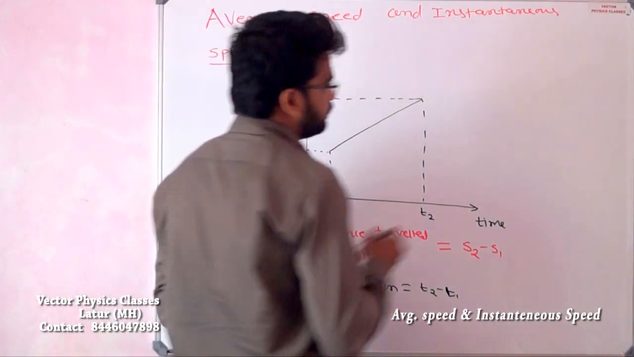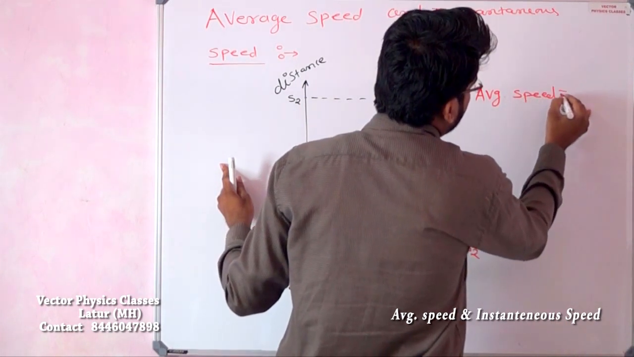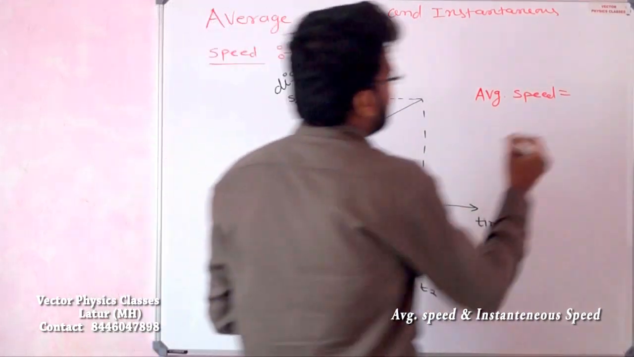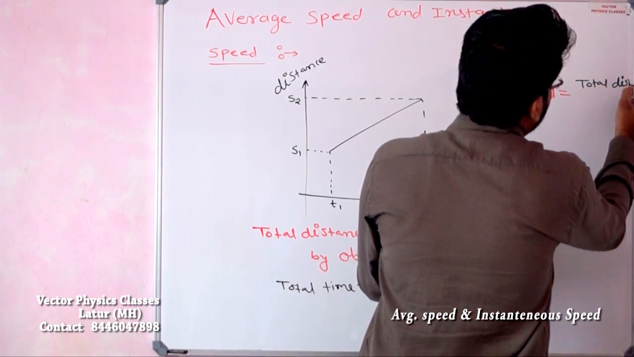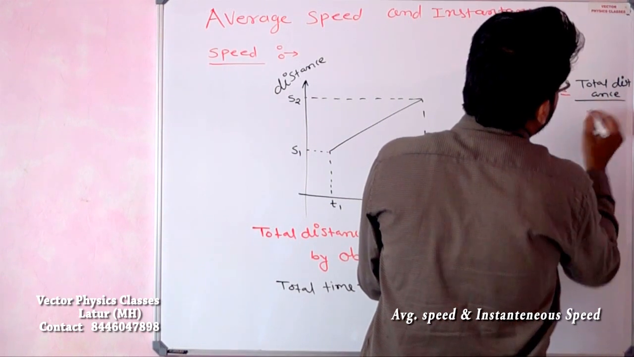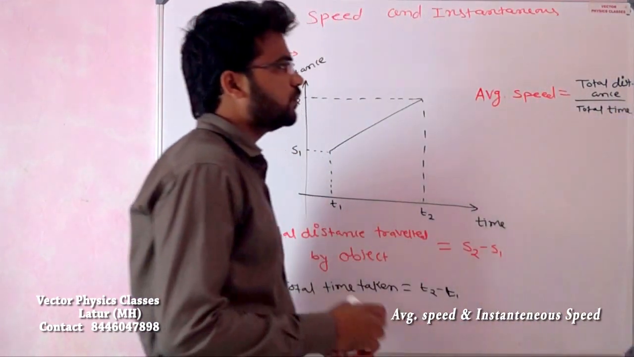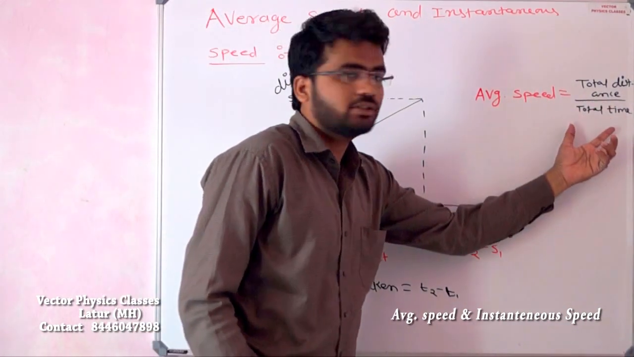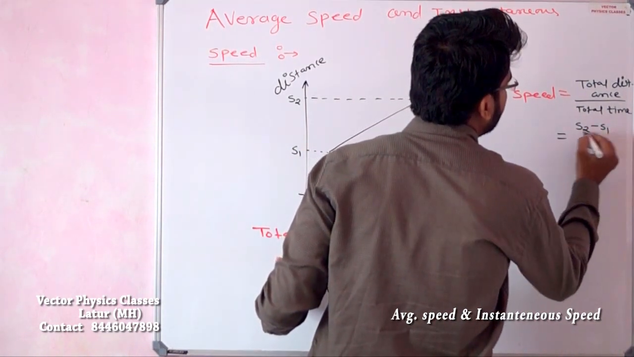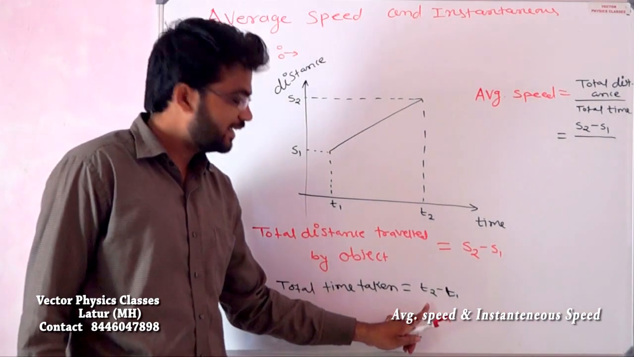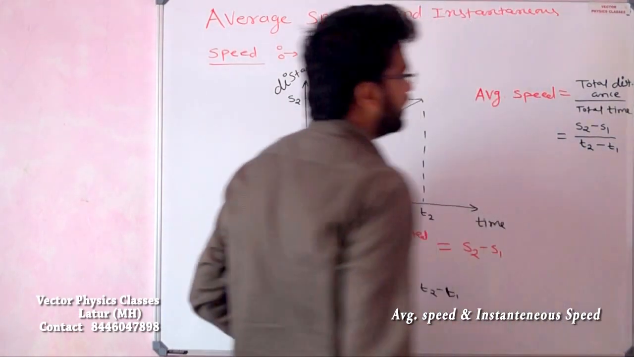So over here we can write the definition of average speed as is equal to total distance by total time, right? So this is total distance by total time. So total distance over here is S2 minus S1. So S2 minus S1 divided by total time over here, T2 minus T1. This is the average speed.